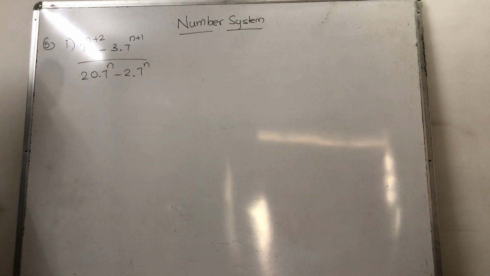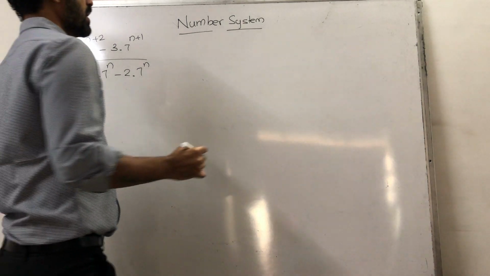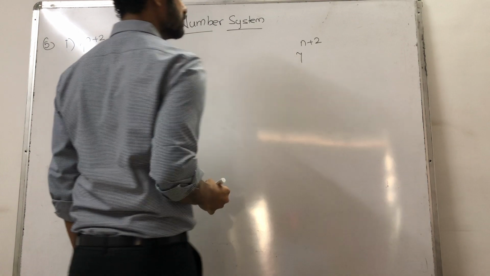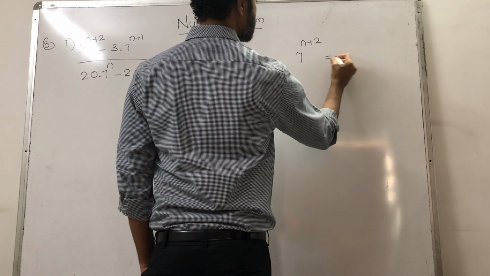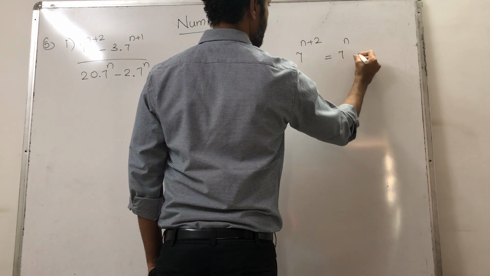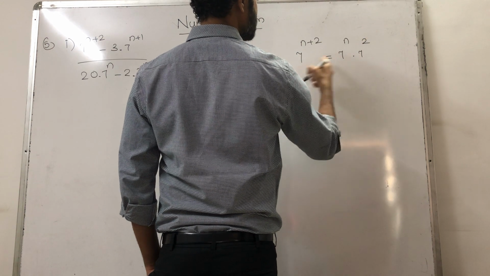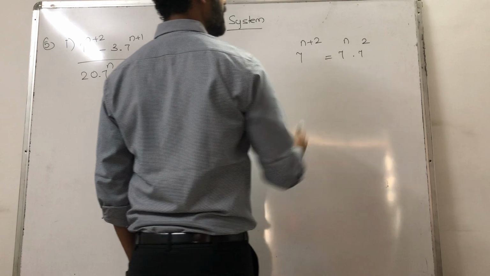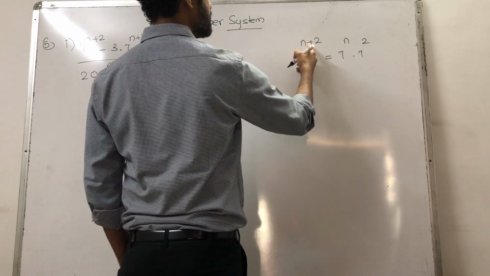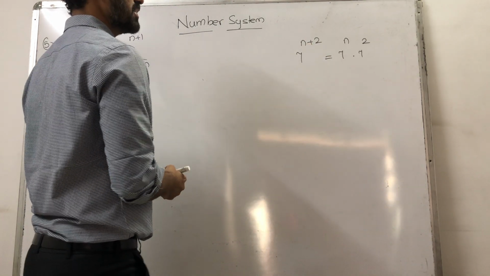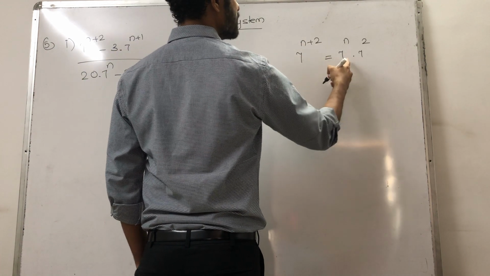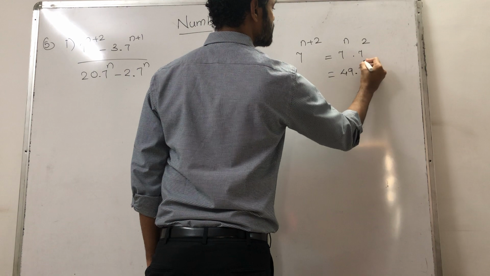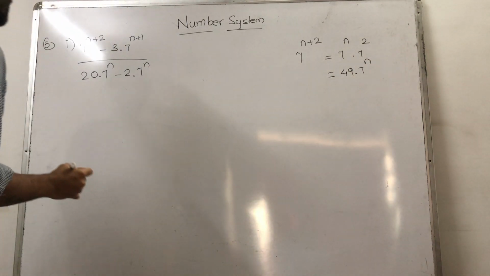Yes. Now I know that 7 raised to n plus 2 can be written as 7 raised to n into 7 square, because if the bases are same, you add the power. If you add the power, n plus 2 would be n plus 2. So we could simplify 7 raised to n plus 2 as 7 raised to n into 7 raised to 2. Now we know 7 square is nothing but 49. So this is 49 times 7 raised to n, right?